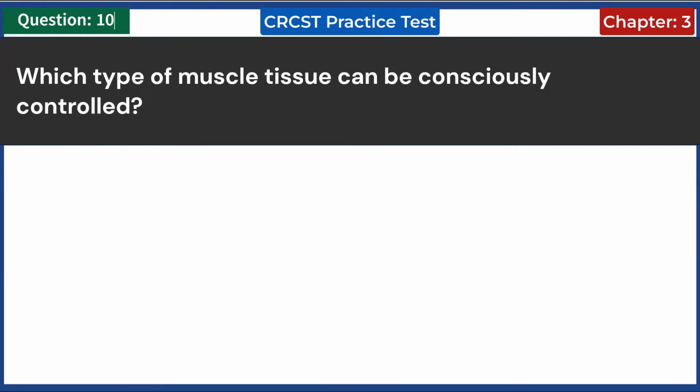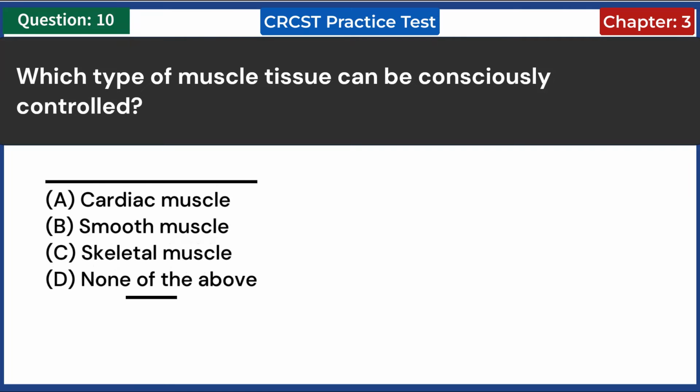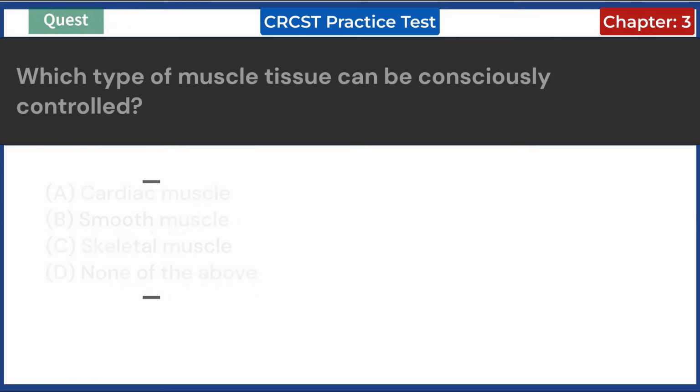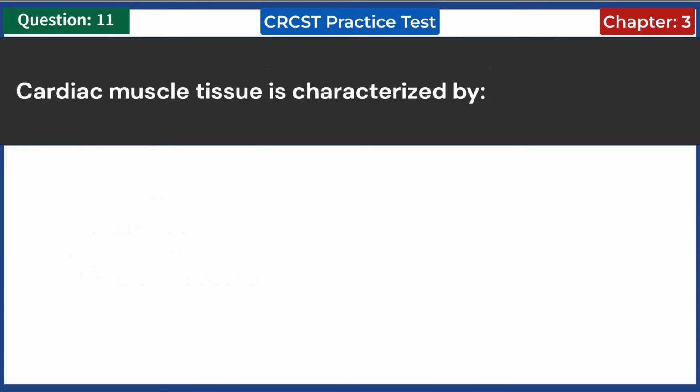Which type of muscle tissue can be consciously controlled? A. Cardiac muscle. B. Smooth muscle. C. Skeletal muscle. D. None of the above. Answer: C. Skeletal muscle. Cardiac muscle tissue is characterized by A.